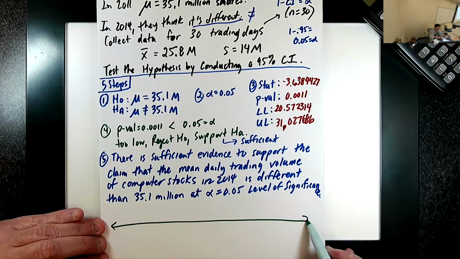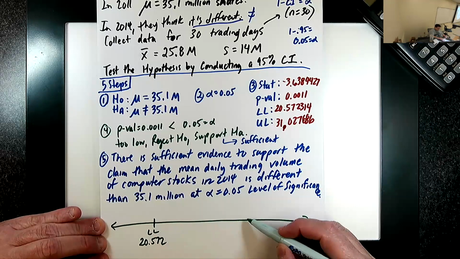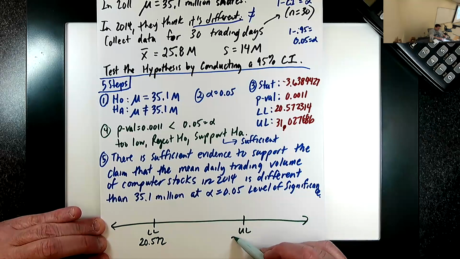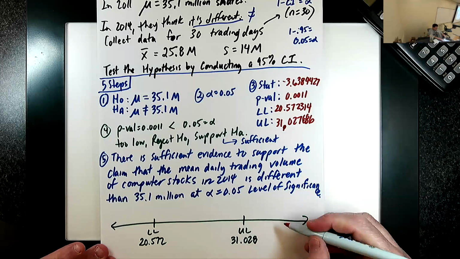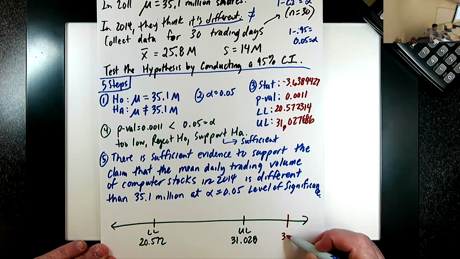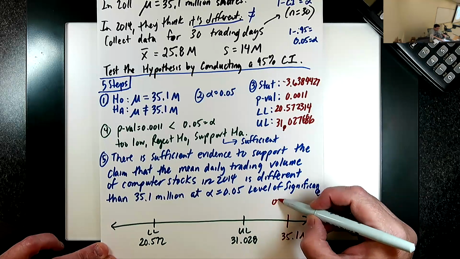Using the number line, the lower limit is 20.572, and the upper limit is 31.028. And 35.1 is way over here. It's outside the range.